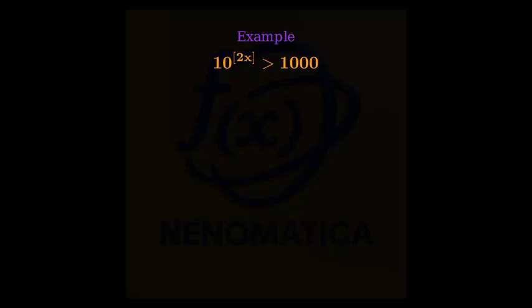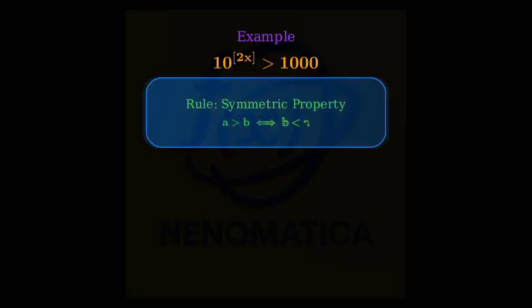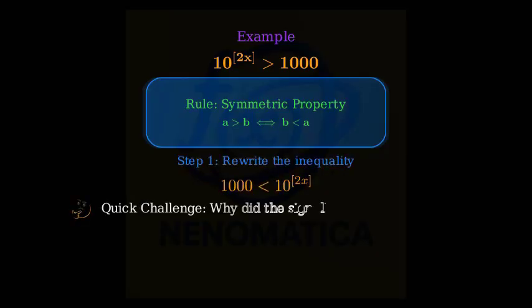Step 1. Rewrite the inequality using the symmetric property. Swapping left and right keeps the comparison, but flips the order. Show the rule. Display the step title. Then write 1000 less than 10 to the floor of 2x.